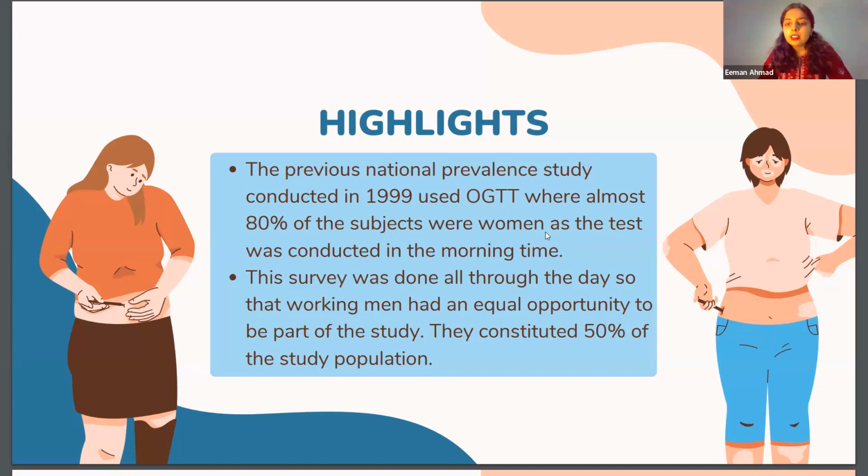And the reason behind this was because the screening was done during the morning time. So in rural areas where women do not work, they're at home, but men do work and they're not at home. So it wasn't really possible to include them in the screening, right? However, this particular survey was conducted throughout the day, so that it was possible for working men to participate as well. And as we discussed earlier, they constituted half of the study population, actually more than half.